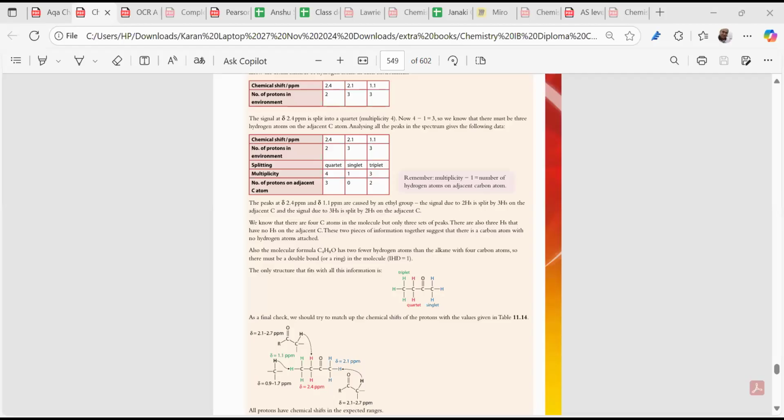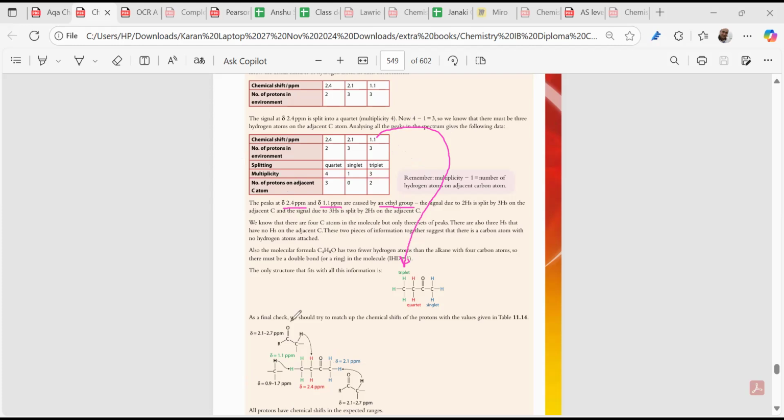Practice, I'm telling you. Just practice all the combinations. That will be giving a hint, right? See, they're saying that the peaks at 2.4 and 1.1 are caused by an ethyl group, right? So you're having this as a triplet, this group. Now see, I'm just going backwards, right?